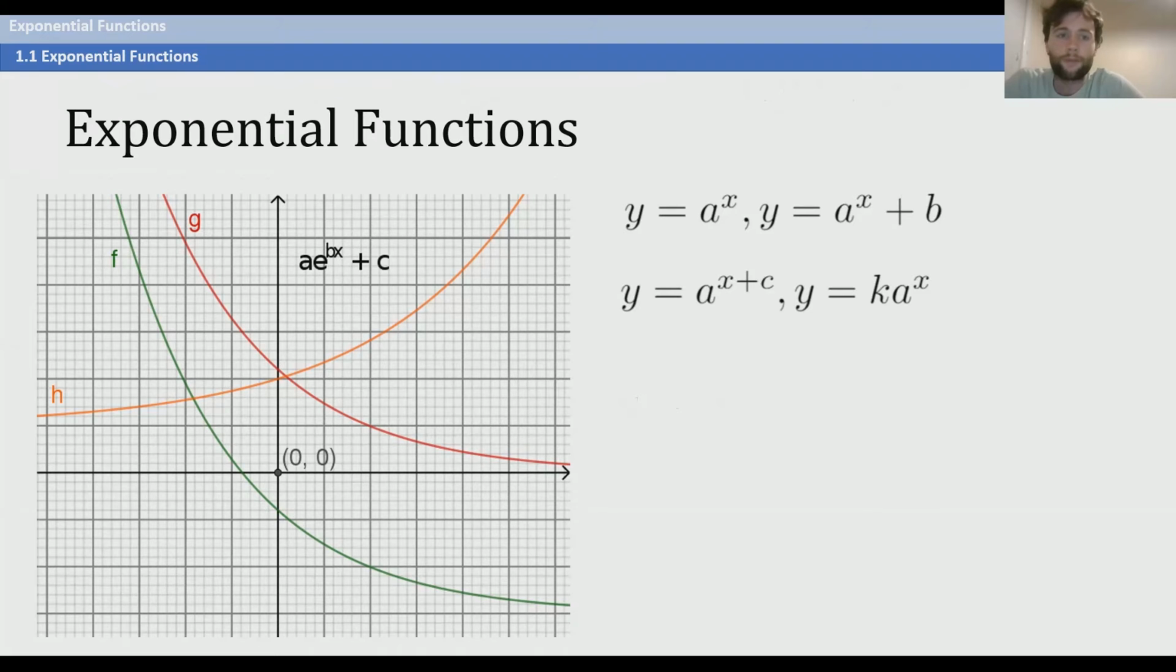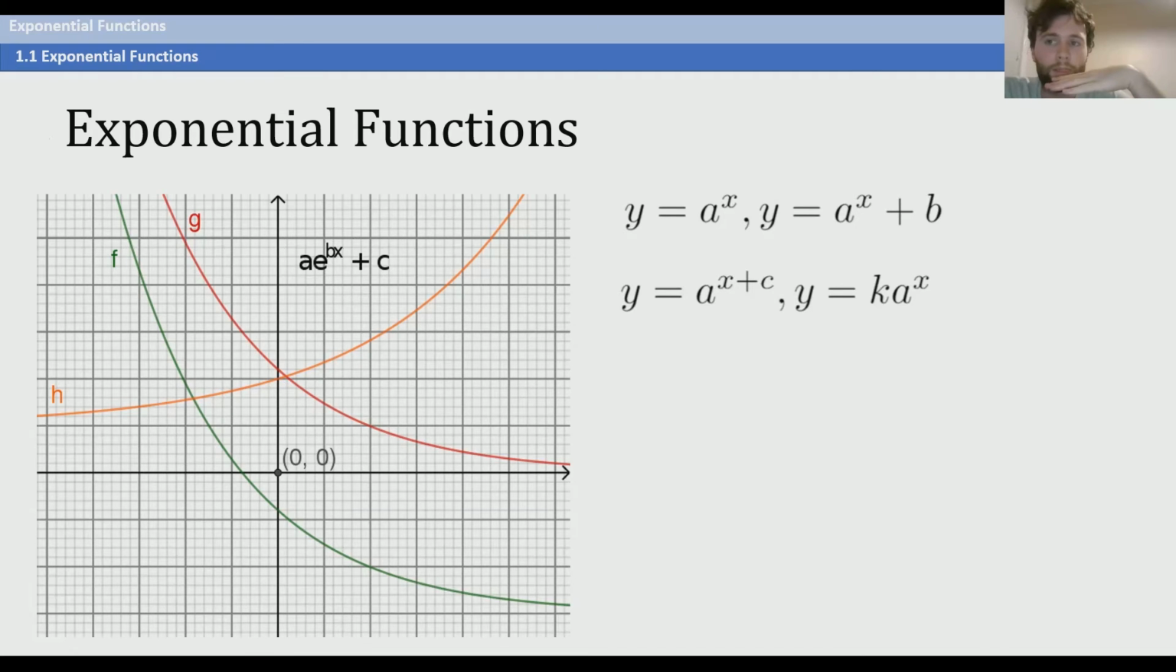So here are some exponential functions that have been graphed. We've got h, f, and g. As you can see, f and g are decreasing exponentially and h is increasing exponentially. These are some functions a raised to bx plus c. So c is going to basically adjust the height here. Let's consider if x is equal to 0, then the value here would be a plus c.